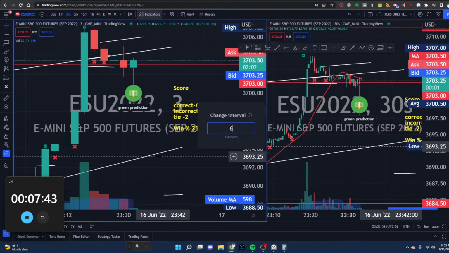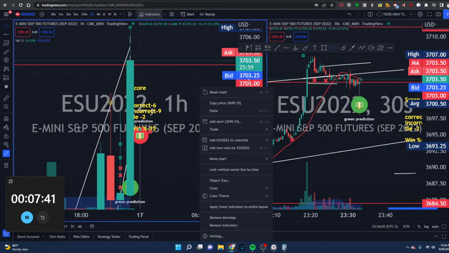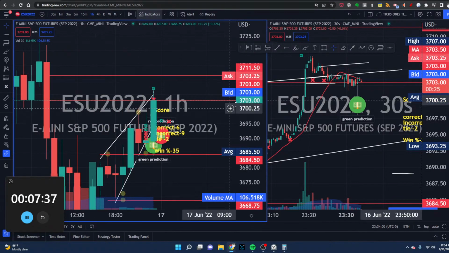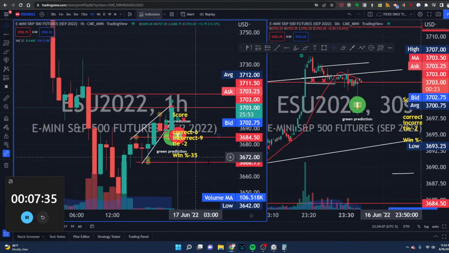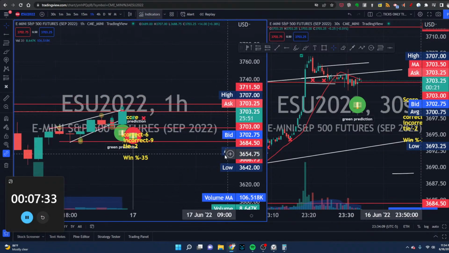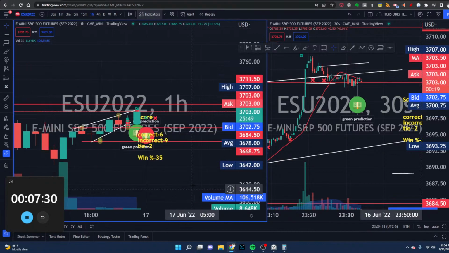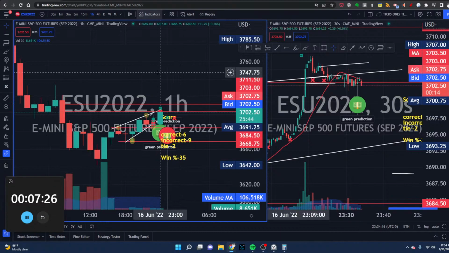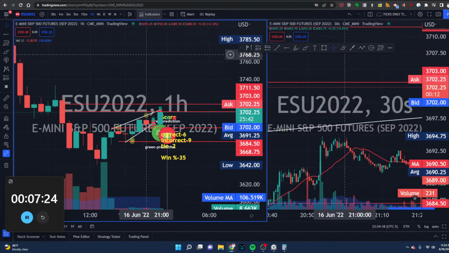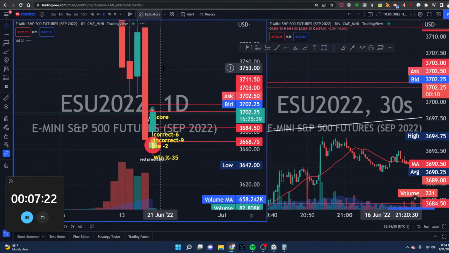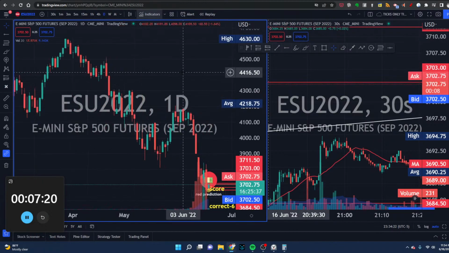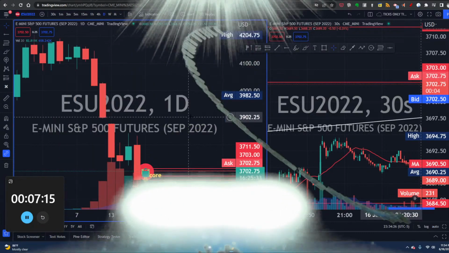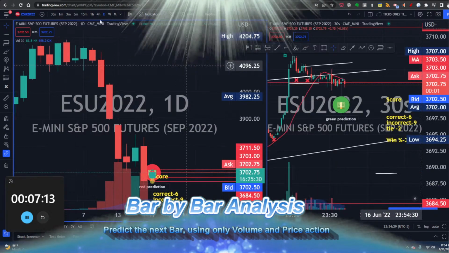Let's look at the 60-minute for a second. That's something we haven't done tonight. Wow, look how big that bar is. 25 minutes left in this bar. Let's look at the daily. We're up 31 points overnight, guys. That's $3 in the SPY.